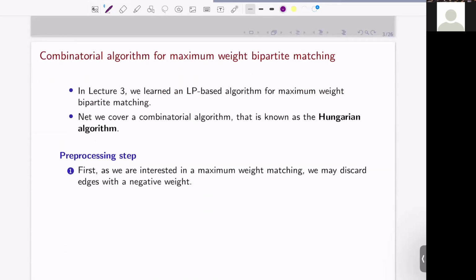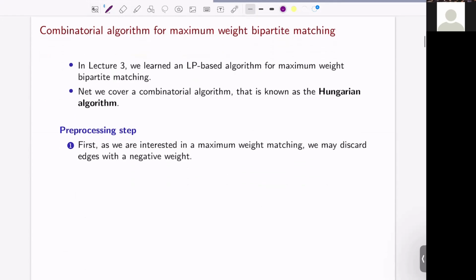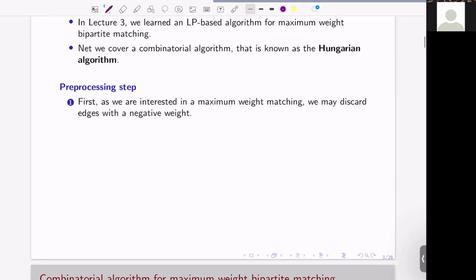The first step is the following. We are interested in computing a maximum weight matching. So if you have a negative weight, you don't want to include that edge because you want to increase the weight sum, right? In that case, we just discard, throw away edges which have negative weights. That is the first step.